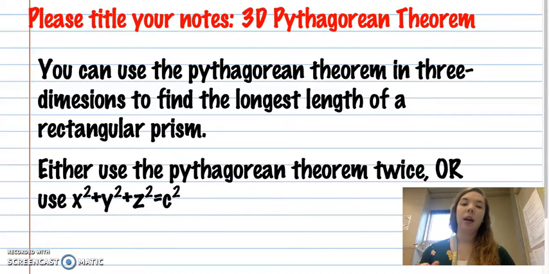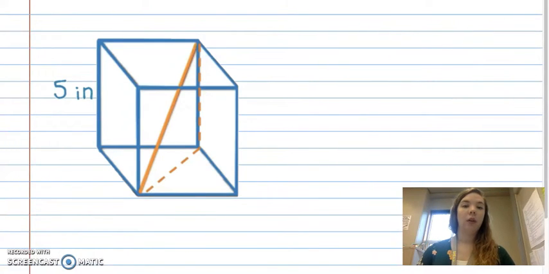Okay, so you can use the Pythagorean Theorem in 3 dimensions to find the longest length of a rectangular prism. And then either use the Pythagorean Theorem twice, or you can square all of your height, length, and width and set it equal to c squared. All right, so I'm going to show you one of each method, and then you can choose which method you think is easiest. But I do want you to pause and go ahead and write this part down. Okay, I do think it'd be helpful if you could sketch a picture.